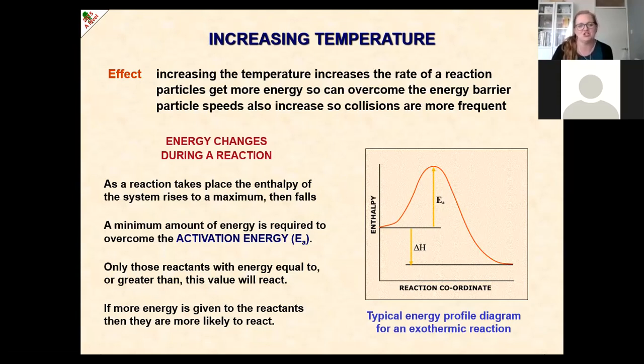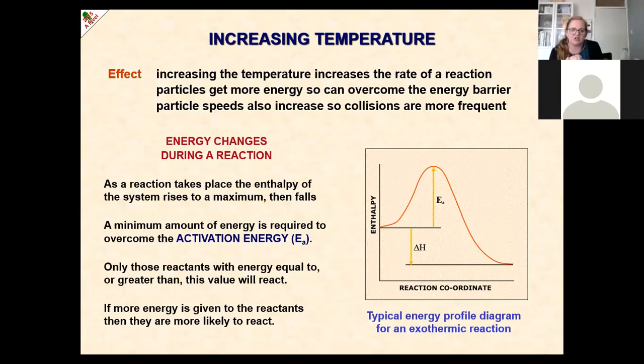So, energy changes during a reaction. That's really important to remember. As a reaction takes place, the enthalpy of the system rises to its maximum, its activation energy, and then it falls. A minimum amount of energy is required to overcome the activation energy. So regardless of whether we're talking about an exothermic or an endothermic reaction, our energy is always going to rise to a maximum and then fall. It just might not rise as much or fall as much depending which way we're going.